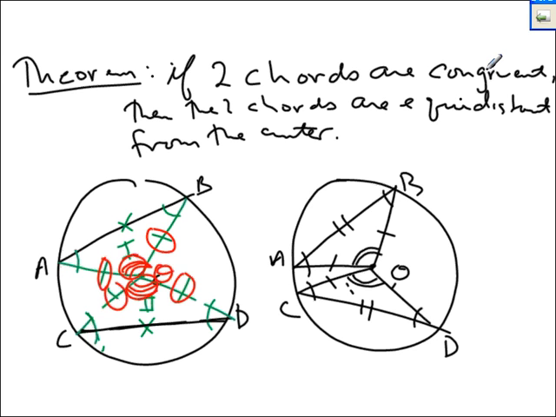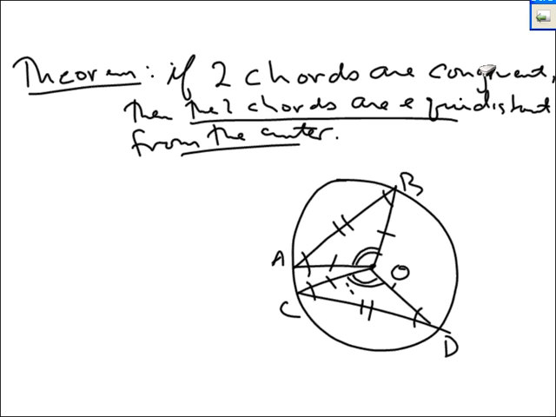So we have this. But that's not enough. I need to show that the 2 chords are equidistant from the center. Well, there's something very special about isosceles triangles. Let me erase this and I'll comment on it. It has to do with their symmetry.